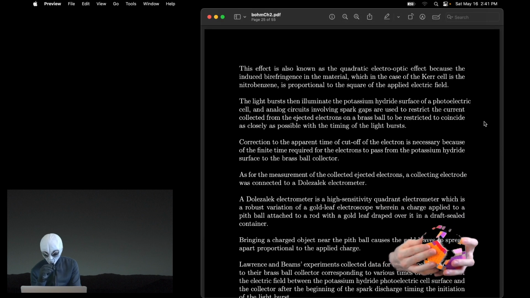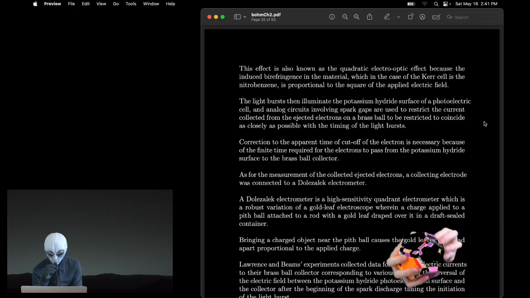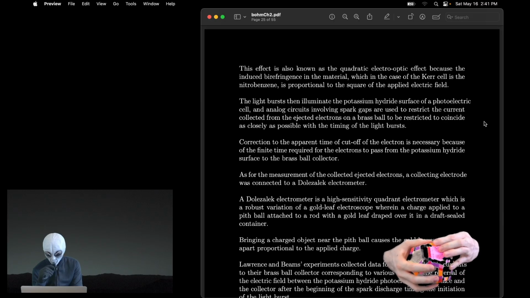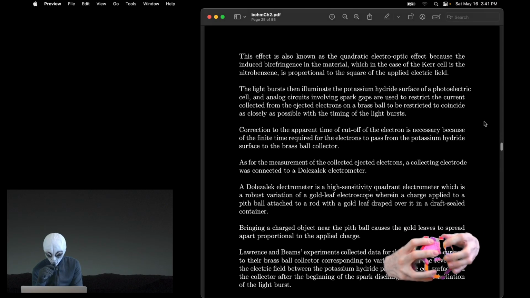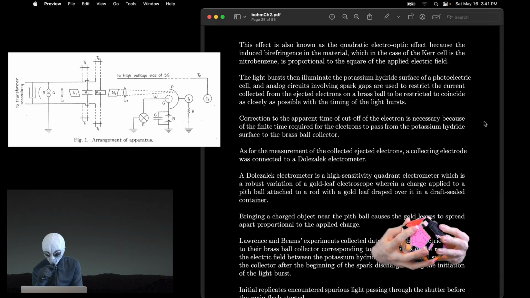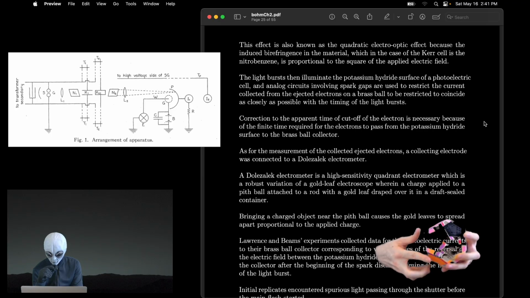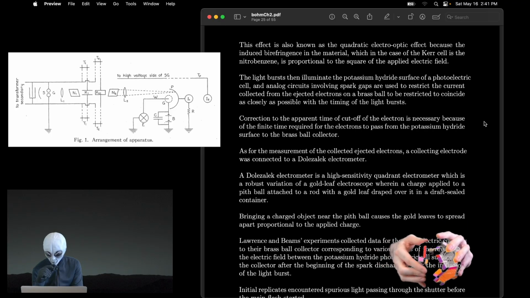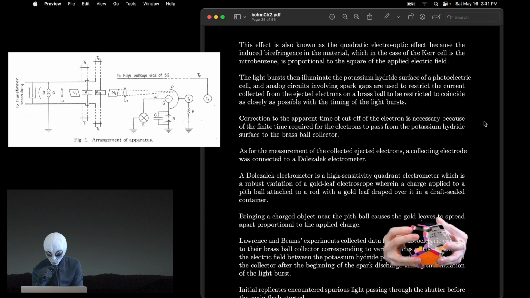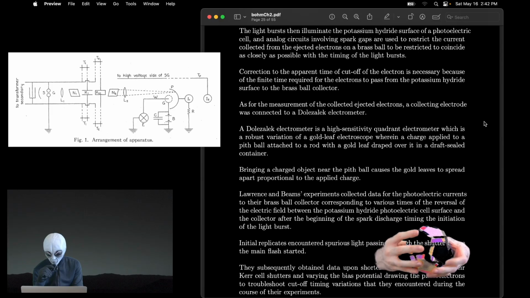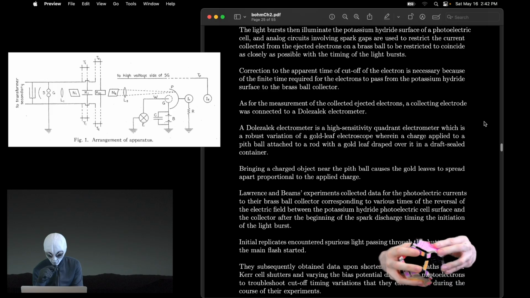This effect is also known as the quadratic electro-optic effect because the induced birefringence in the material, which in the case of the Kerr cell is the nitrobenzene, is proportional to the square of the applied electric field. The light bursts then illuminate the potassium hydride surface of a photoelectric cell, and analog circuits involving spark gaps are used to restrict the current collected from the ejected electrons on a brass ball to coincide as closely as possible with the timing of the light bursts. Correction to the apparent time of cutoff of the electron is necessary because of the finite time required for the electrons to pass from the potassium hydride surface to the brass ball collector.